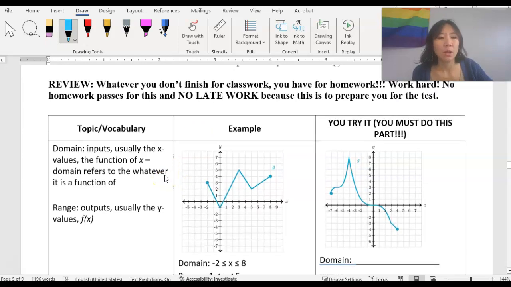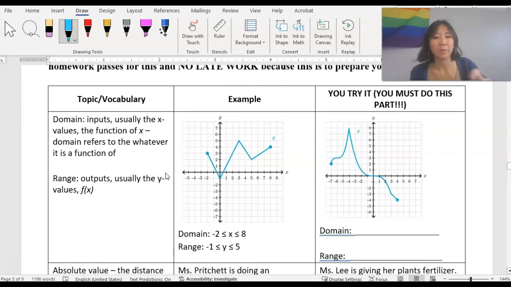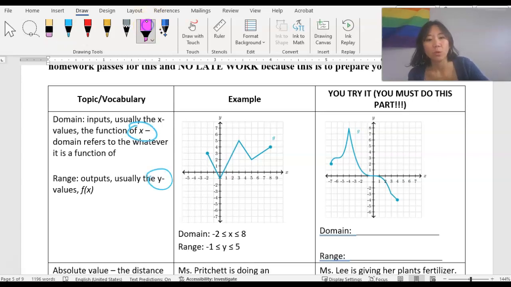All right, so we start off with the domain and the range. Remember that domain is the inputs and range is the outputs. So domain are our x values and range are our y values. So when we're looking here on this chart and we're looking for our x value, what is the lowest x value? What is the greatest x value? And that gives us our domain.